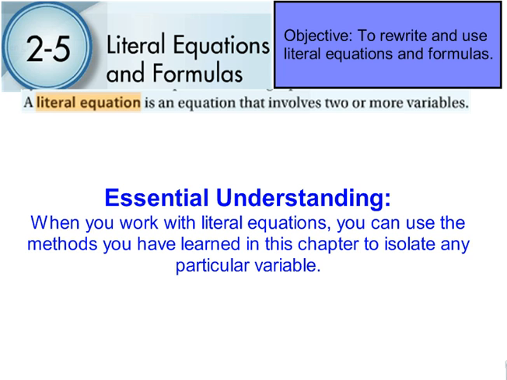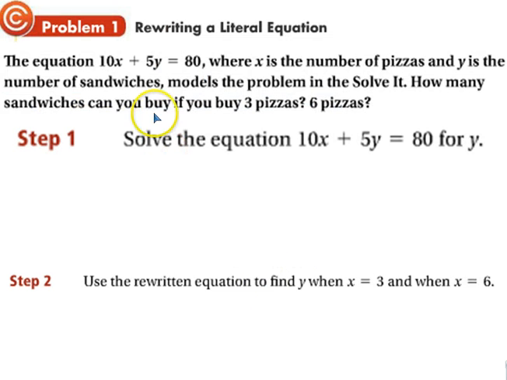Alright, let's check this out. Rewriting a literal equation. So we have this equation. X is the number of pizzas. Y is the number of sandwiches. Model the problem and solve it. How many sandwiches can you buy if you buy 3 pizzas or 6 pizzas? So the first thing we want to do is solve this equation for the letter y. So that means we want to get rid of the 10x, so we're going to move that over to the other side.